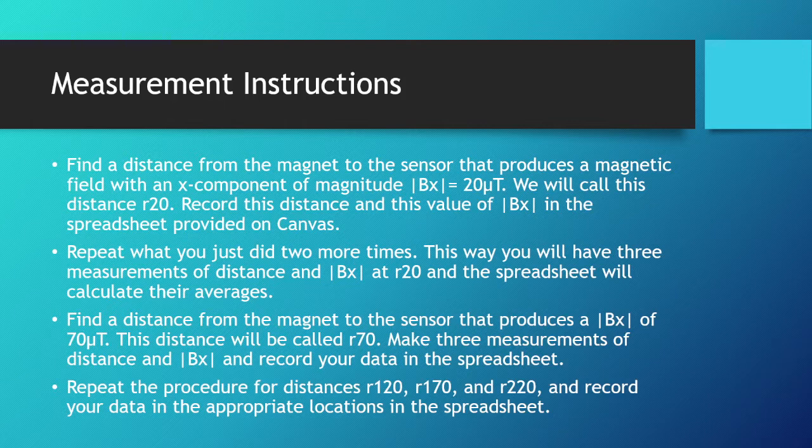Find a distance from the magnet to the sensor that produces a Bx of 70 microteslas. This distance will be called R70. Make 3 measurements of distance and Bx and record your data in the spreadsheet. Repeat the procedure for distances R120, R170, and R220, and record your data in the appropriate locations in the spreadsheet.